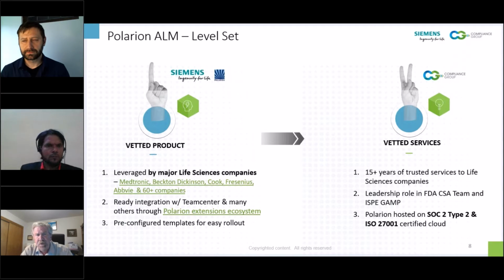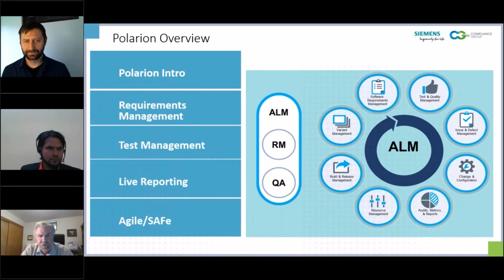The ISPE GAMP Computer Software Assurance appendix was released in November of 2020. And we also offer a hosting service. If you choose that, we offer a lot of security with it by being SOC 2 Type 2 compliant, as well as ISO 27001 compliant. So just for one slide of introduction, what is Polarion?